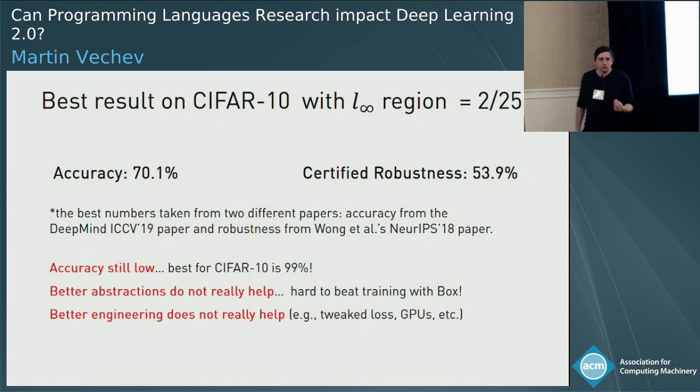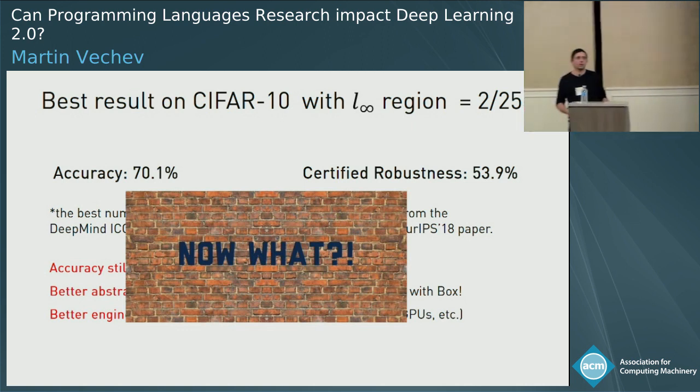And there is something even more disturbing here. Better abstraction, this is completely counterintuitive from a programming language perspective. Better abstractions going forward, I don't pick box, I pick zonotope or some restricted polyhedra, going forward, do not bring better results. If you tell this to a programming language person, they will think you are crazy. How can this be? And we spent so much time tweaking this thing, getting slightly higher results, but didn't get anywhere. So we got into this situation of like, now what?